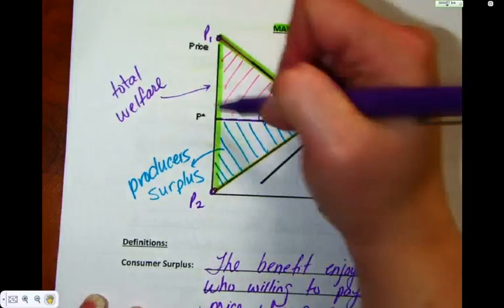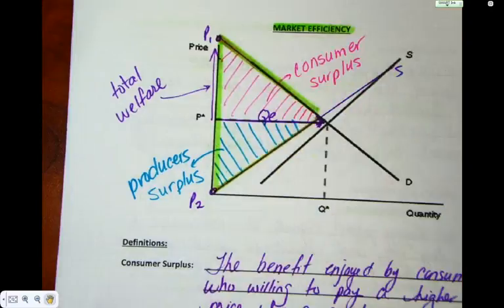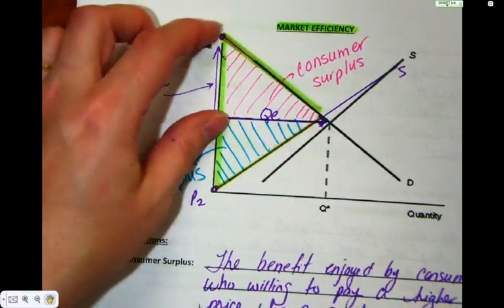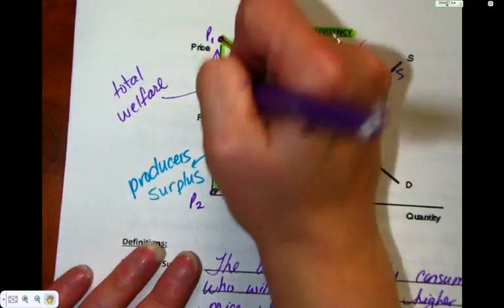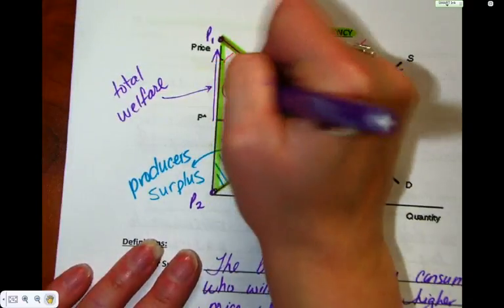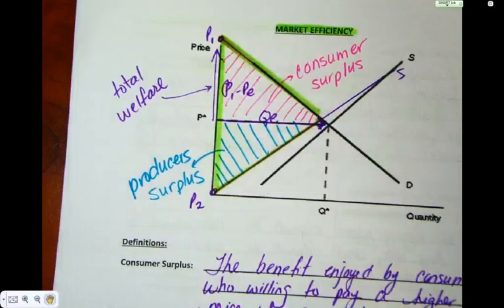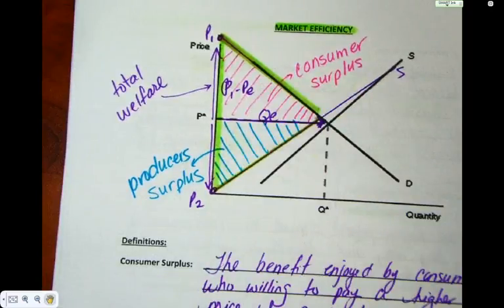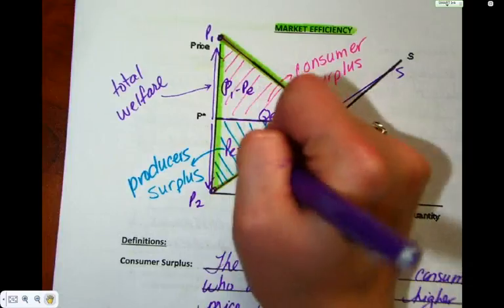And so how do I calculate the distance between here and here? Oh, you're thinking way outside the box. I would need two other sides to do Pythagorean theorem. How do I just calculate a distance? P1 minus PE. So I would just subtract to find out how many units there are. And how would I find the distance down here if I'm dealing with the producer surplus?